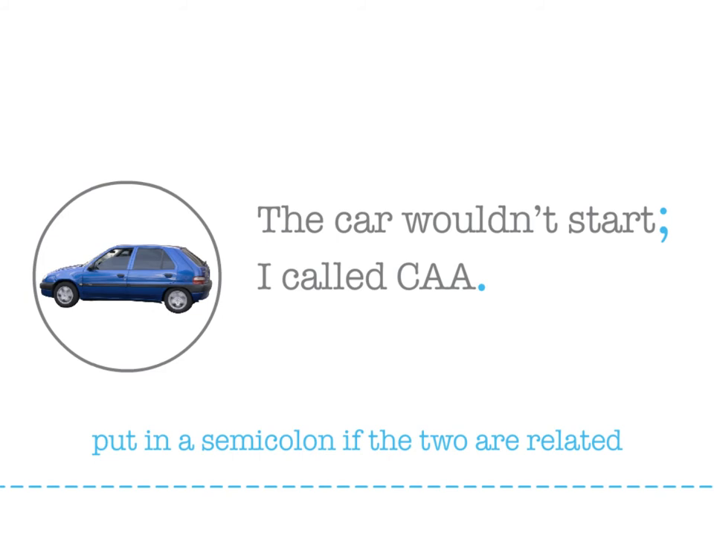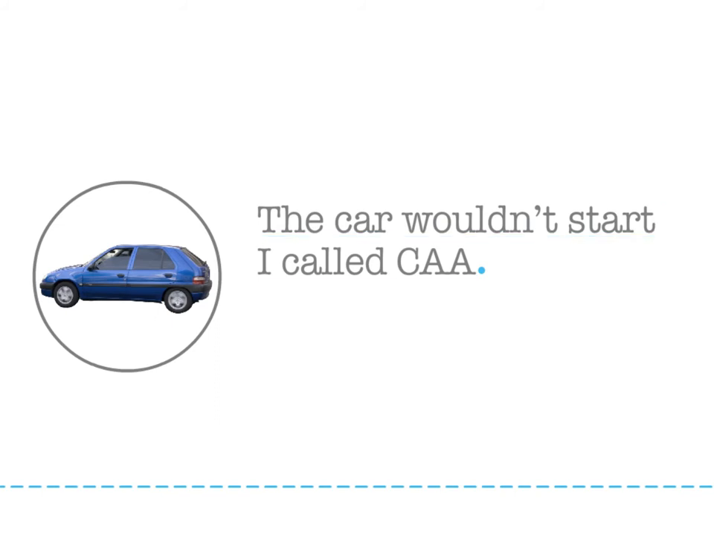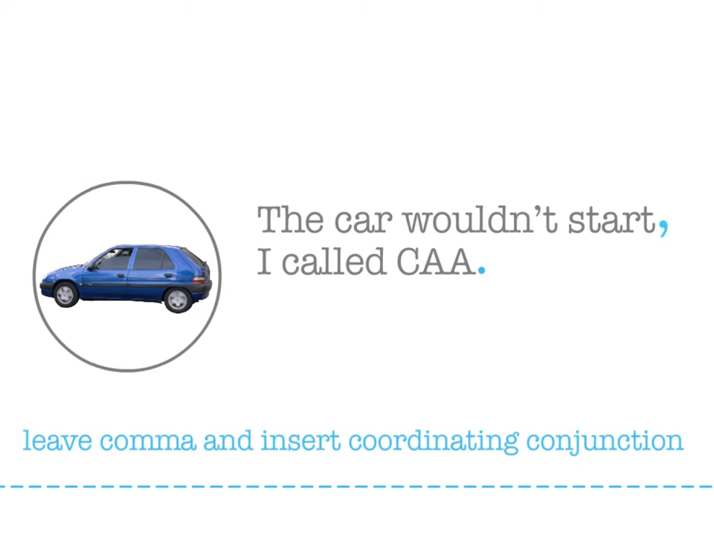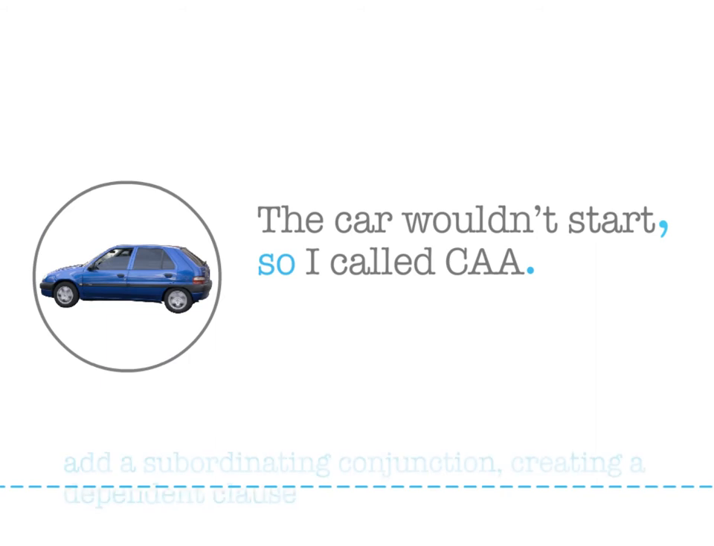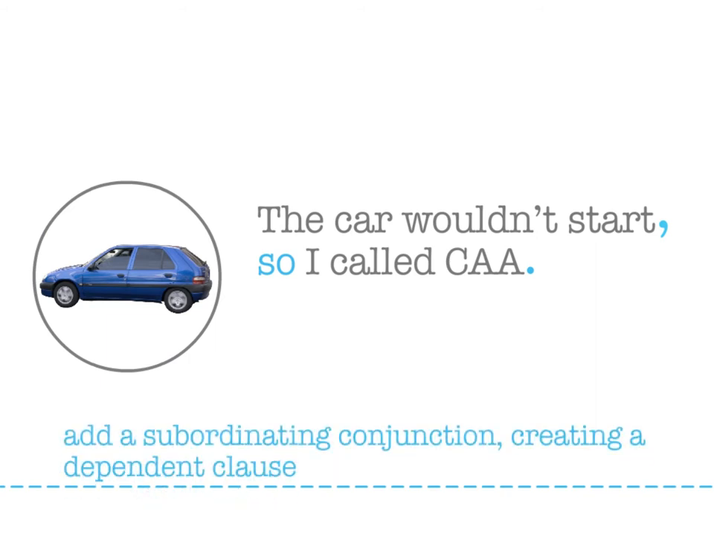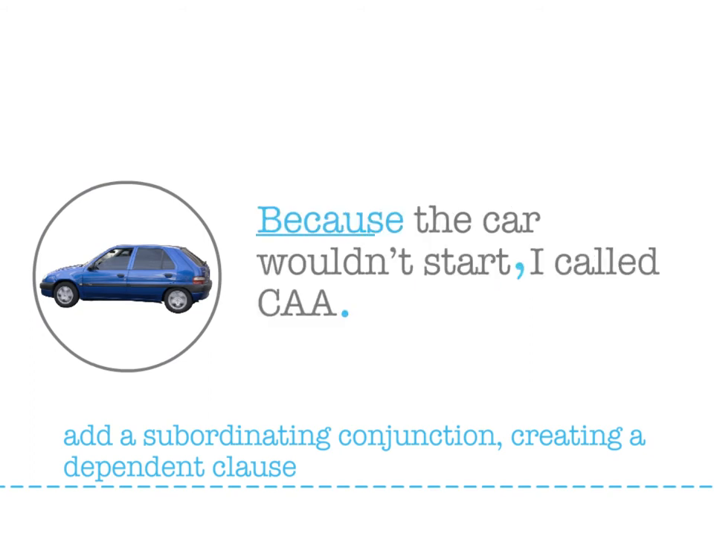Or you could put in a semicolon as long as the two are closely related. The car wouldn't start; I called C.A.A. A third repair is to leave the comma in place and insert a coordinating conjunction after the comma. The car wouldn't start, so I called C.A.A. A fourth repair is to add a subordinating conjunction, creating a dependent clause and adding a comma if necessary. Because the car wouldn't start, I called C.A.A.